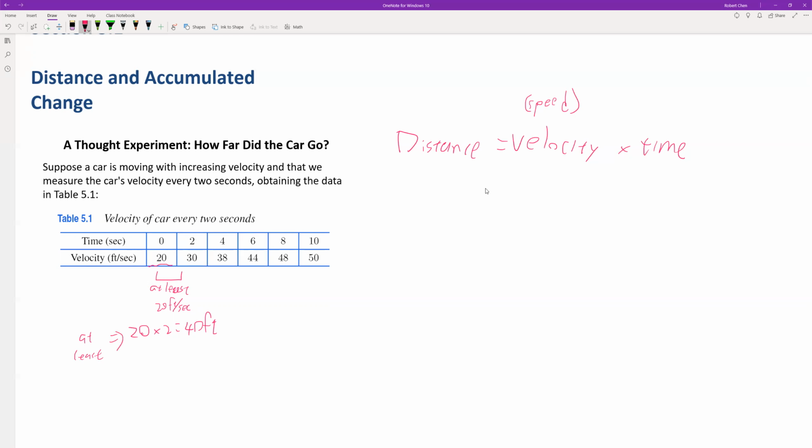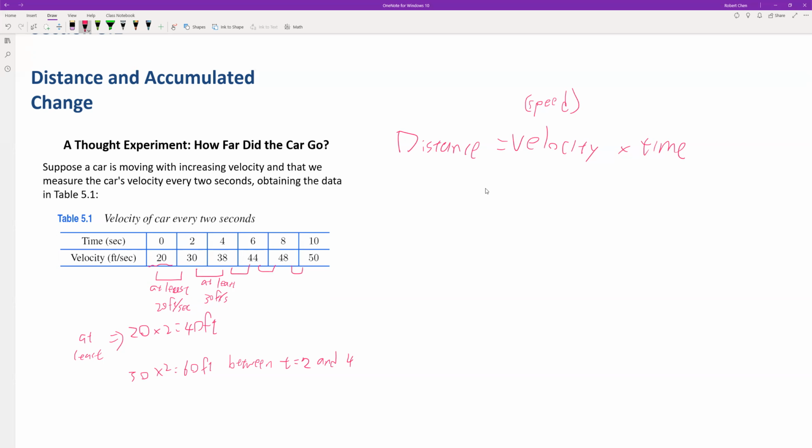All right, so we can do this to everything else. For example, between 2 to 4, it's going from 30 feet per second to 38. So at least the car has to be traveling at 30 feet per second. All right, so between 2 and 4, that's another 2 seconds. So we can do 30 times 2, which is 60 feet between t equal to 2 and 4. Okay, and we do the same thing for the rest of them.